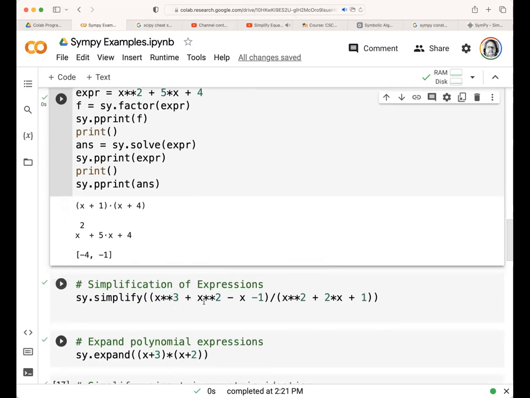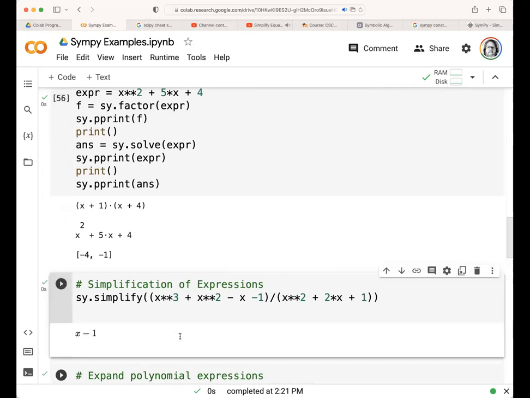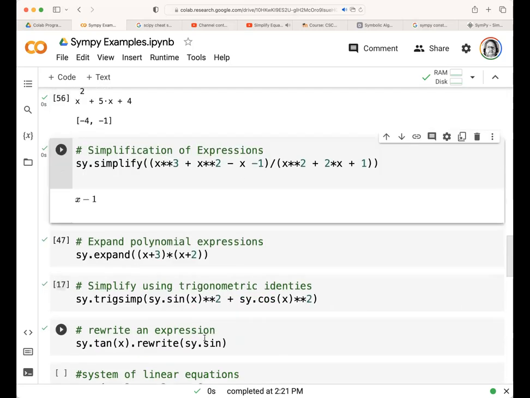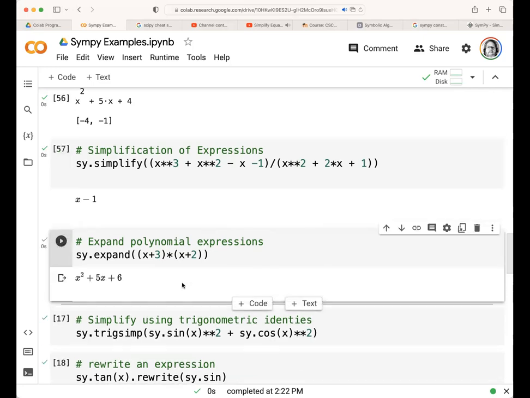We have here x cubed plus x squared minus x minus 1 over x squared plus 2x plus 1. If you would do all of the factoring and canceling out, that would simplify to x minus 1. You can also, if you have a polynomial expression, like x plus 3 times x plus 2, I think we saw that one before, it will automatically expand that out to x squared plus 5x plus 6.